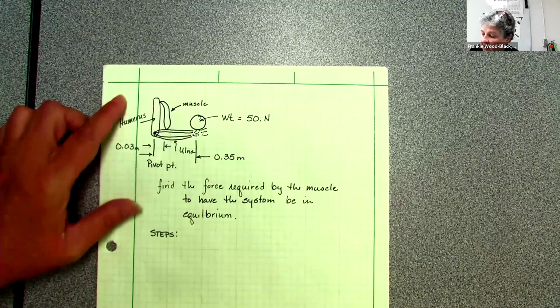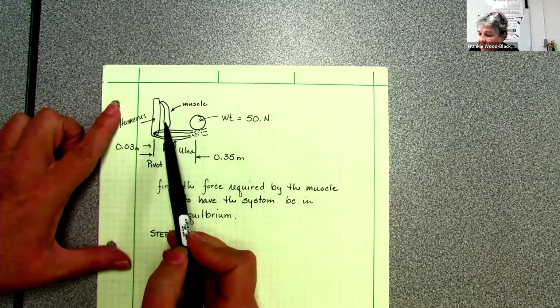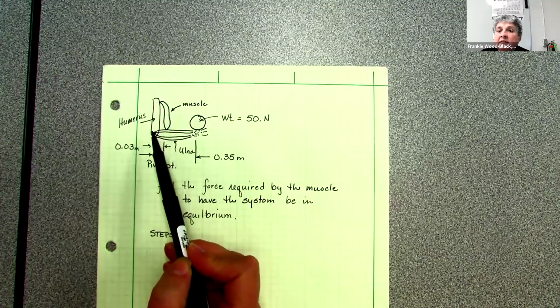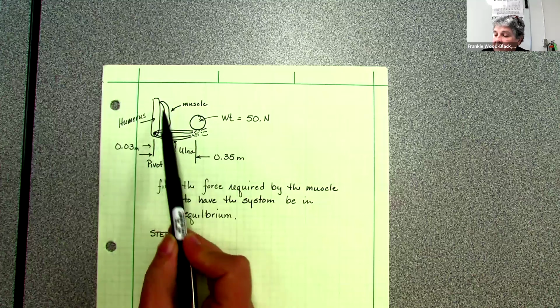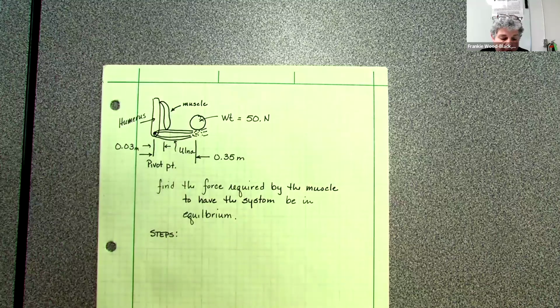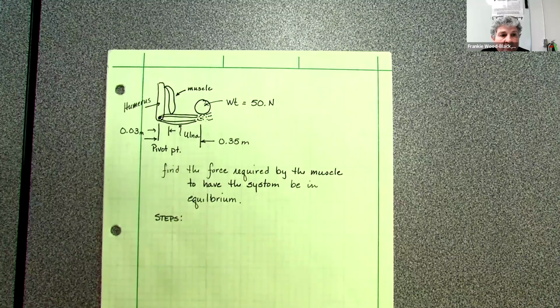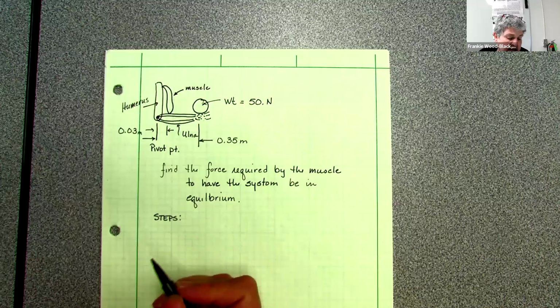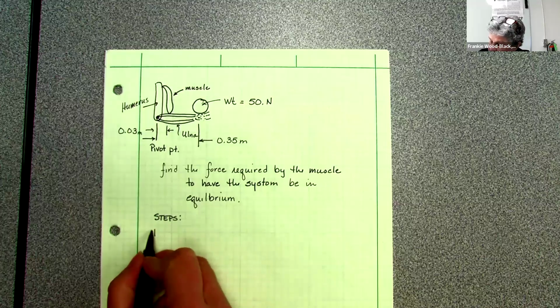Hit the record. So this is our human arm, and we're looking at the force that, in isolation, the bicep is going to have to do in order to keep this system in equilibrium. So when you're doing an equilibrium problem, we want to do a few things. The first thing is we want to diagram our system.